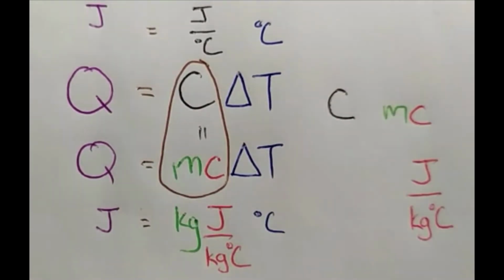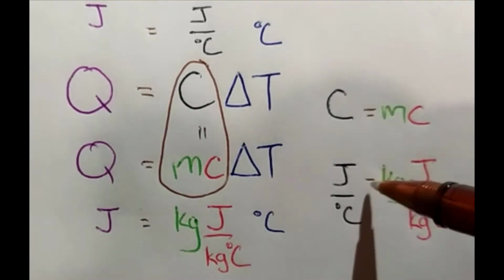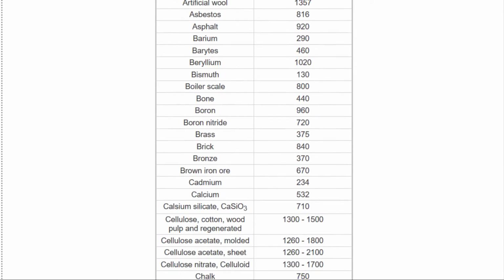A unit analysis also shows this equivalence. Now that we've defined specific heat capacity, how do we know the specific heat capacity of various materials? Well, in general, these are available in textbooks or on various websites, but they can also be determined experimentally. And that's more fun, so let's do that.